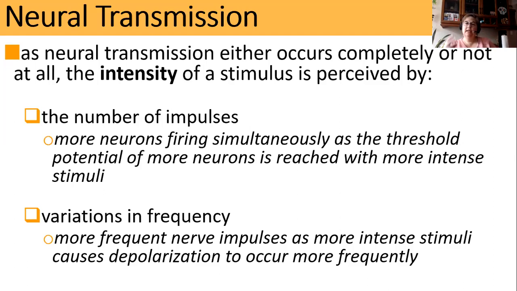So those are the two things that lead to us being able to detect intensity, because every neuron has an all or none response. But we have to remember in our body, we have multiple neurons. So that's where we are talking about this response here, right? Because we have multiple neurons. So our number of impulses, because more neurons are reaching their threshold, and then variations in frequency, how often they're stimulated. Okay? Any questions about that?